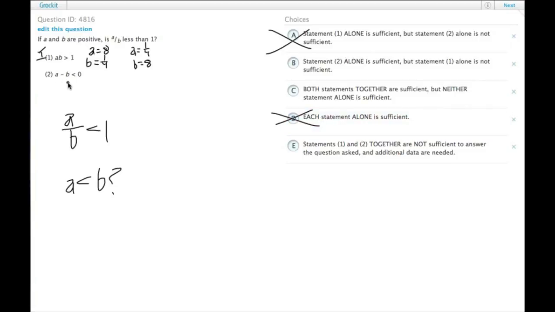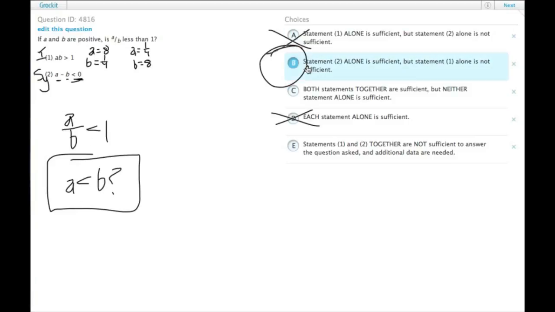Statement 2 tells us that a minus b is greater than 0, or excuse me, less than 0. If a minus b is less than 0, and both of them are positive, that must mean that b has a larger absolute value and therefore is a greater number, since they're both positive. B must be greater than a in order to end up with a negative number when you subtract b from a. So if b is definitely larger than a, then yes, a is less than b, and so statement 2 is sufficient to tell us yes, and answer choice B is correct.